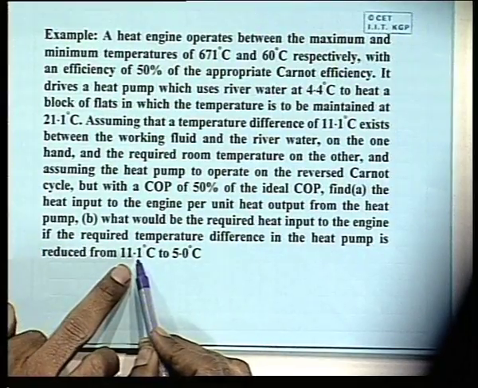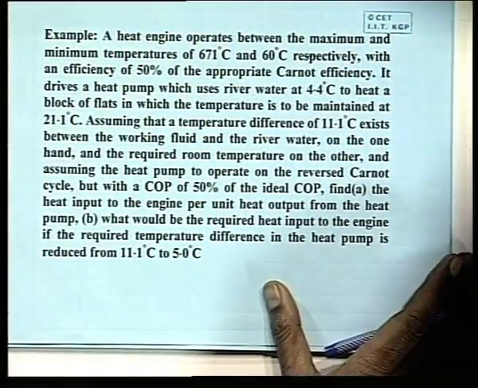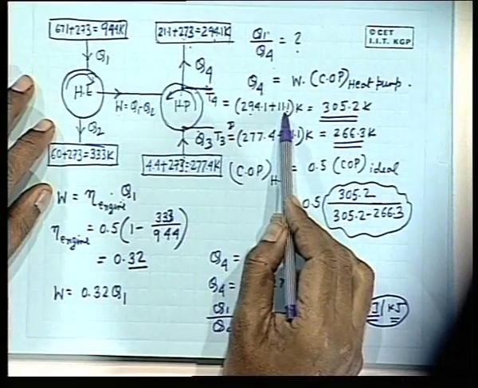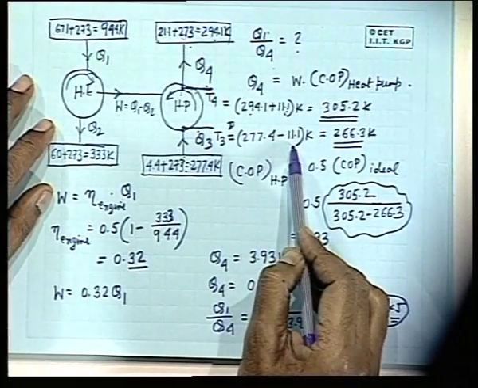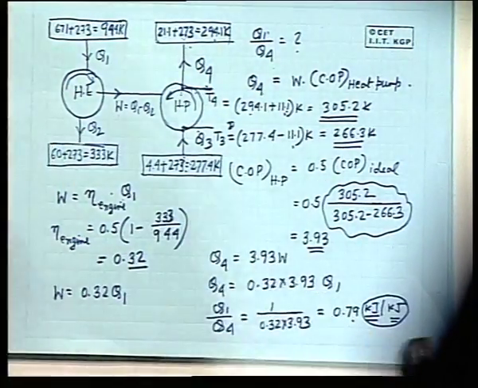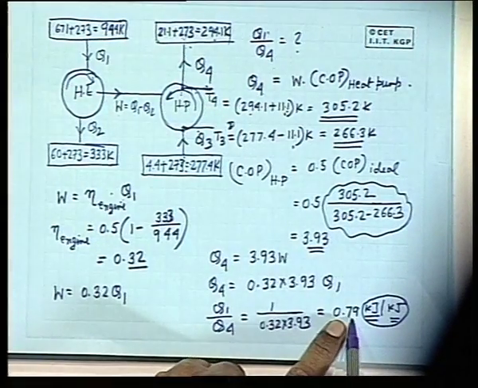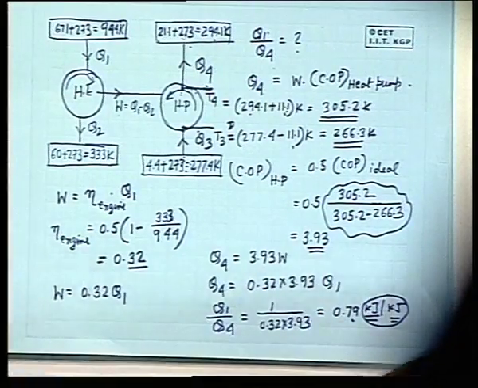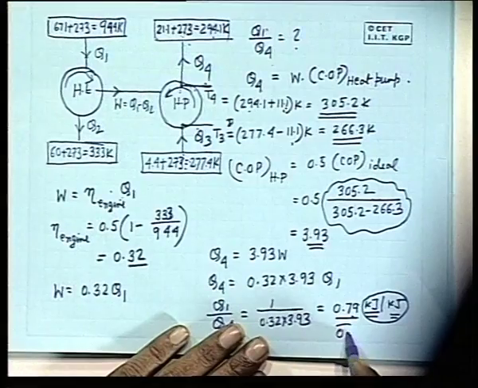When this 11.1 degrees changes to 5.0, I am coming back to the earlier thing, that means this temperature will change, the system temperature by 5.1, here minus 5.1. You exercise this thing, it is a routine exercise, and you will see that the result will be reduced, that means this value will be reduced, and the result will be, in this case, 0.55.